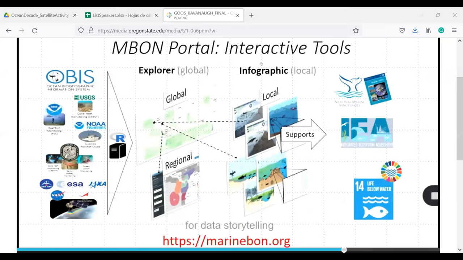MBON data integration includes several interactive tools for data storytelling at both global and local scales. This schematic shows the broad data flow from various international repositories into the MBON Explorer. MBON also works with site managers and site science communicators to develop infographics to display data summaries. These activities and this integration pipeline support indicator development at multiple scales, from things like national marine sanctuaries all the way up to the SDG sustainable development goals.